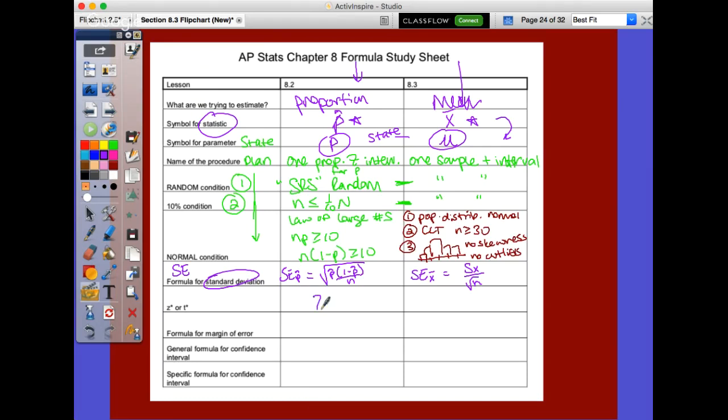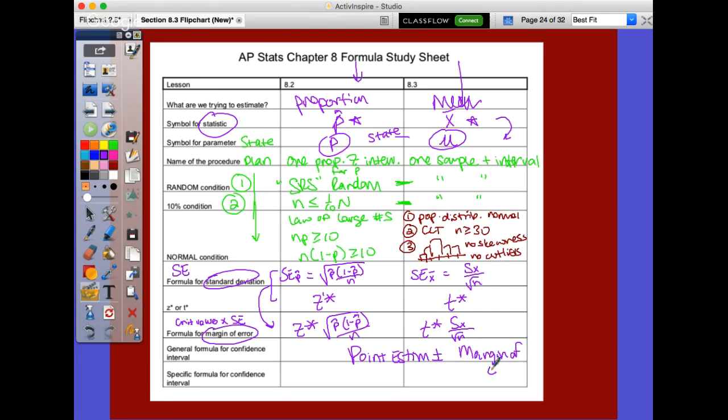We use z star over here and t star over here on this side. The formula for margin of error is z star times the square root of p hat times 1 minus p hat all over n. So it's these two multiplied together that gives me my margin of error. Margin of error is my critical value times my standard error, if you want to be technical. And over here, it's t star times s of x over the square root of n. The general formula for both is the point estimate plus or minus my margin of error.